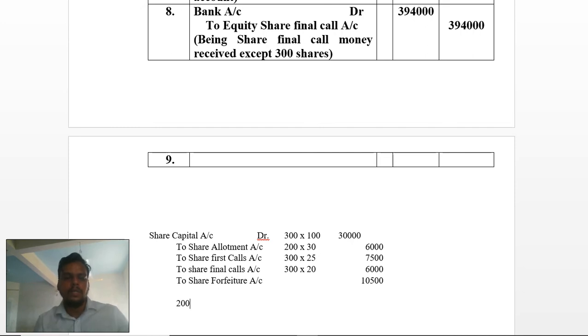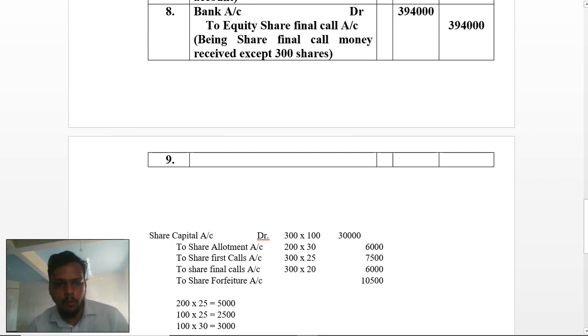200 shares multiplied by 25 rupees you have received. That means you have received 5,000 rupees. Now, on 100 shares you have received 25 rupees, multiplied by 25 is equal to 2,500. Now again on 100 shares, you have received an amount of 30 rupees, which is equal to 3,000. If you add all this, the total will be 10,500.